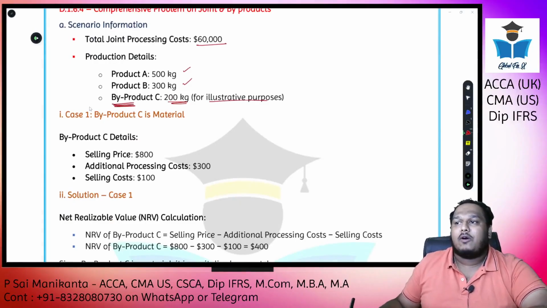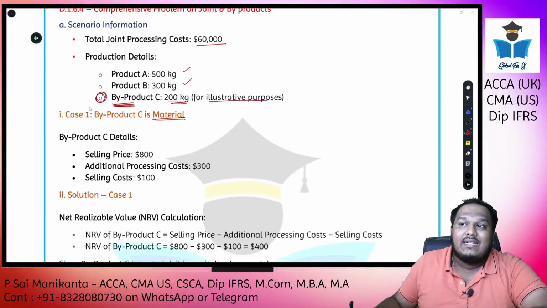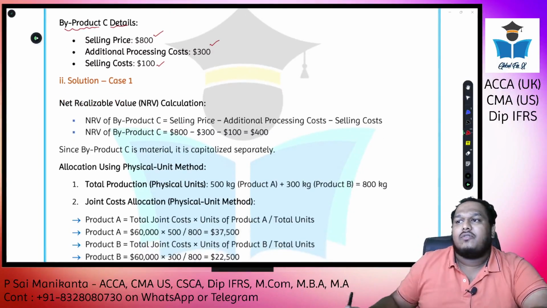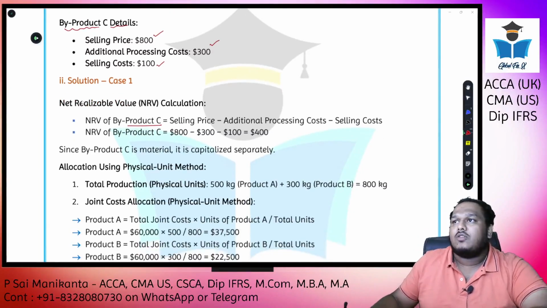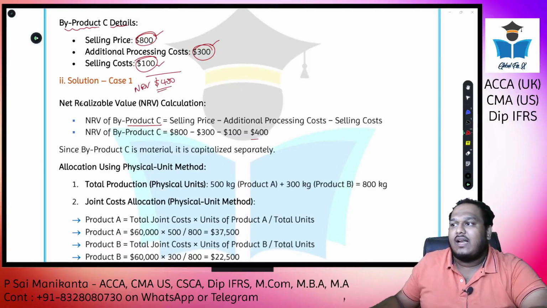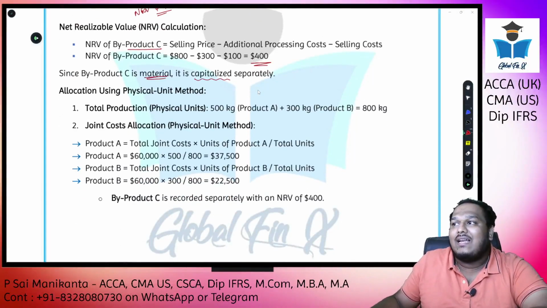Now case 1, byproduct C: if it is material, what should we do? If it is material, it should be treated as a separate inventory account. It should be treated as a separate item. Details are also given. Selling price is 800, additional processing cost is 300, selling costs are 100. So first, checking the NRV of byproduct C. Sold for 800, further processing cost 300, selling cost 100. So 800 minus 300 is 500, 500 minus 100 is 400. 400 is your NRV, right? So NRV is 400.